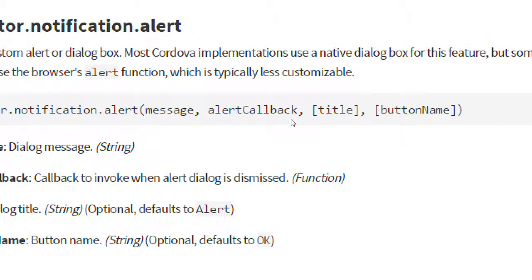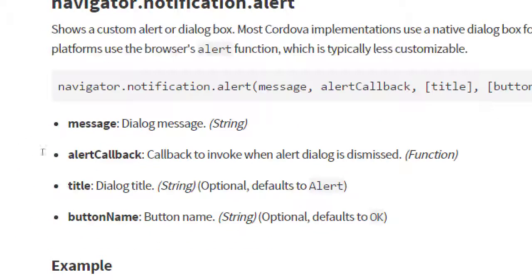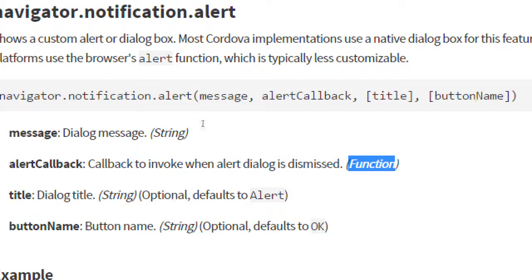The documentation further tells us what do those things mean. Message. This is the text that will appear in the box, such as please enter your name. Alert callback. A callback, a function to invoke when an alert dialog is dismissed. So we need to add a function there. And it's not obvious, but we don't add the parentheses of the function. We just add the name of the function.